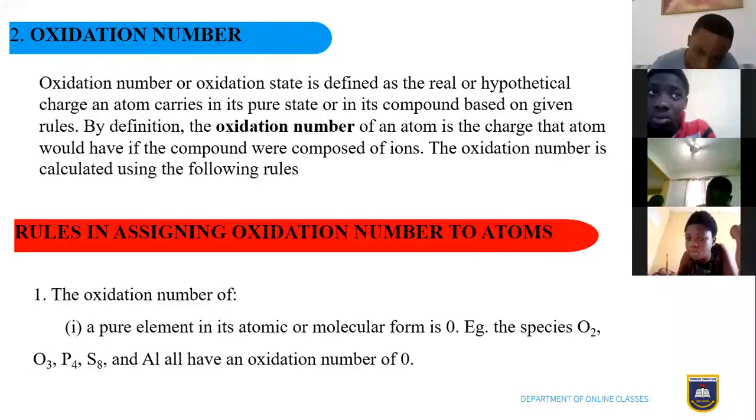That's the rule. You need to know that for any molecule that is given, the oxidation number of an element in that molecule, once it's a pure molecule, or pure element, I mean, just made up of that element, that atom alone, the oxidation number is 0.